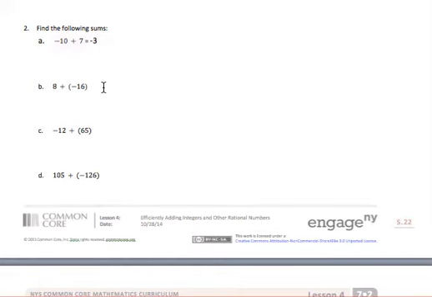In question B, we are again adding numbers that are going in opposite directions on the number line. So we'll subtract their absolute values. And 16 minus 8 is 8. Our answer will be negative because the number with the greater absolute value is a negative number.